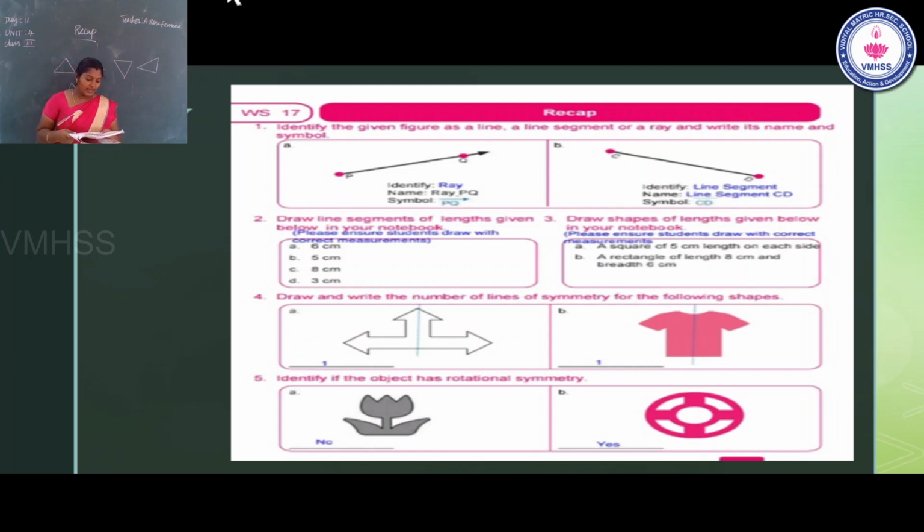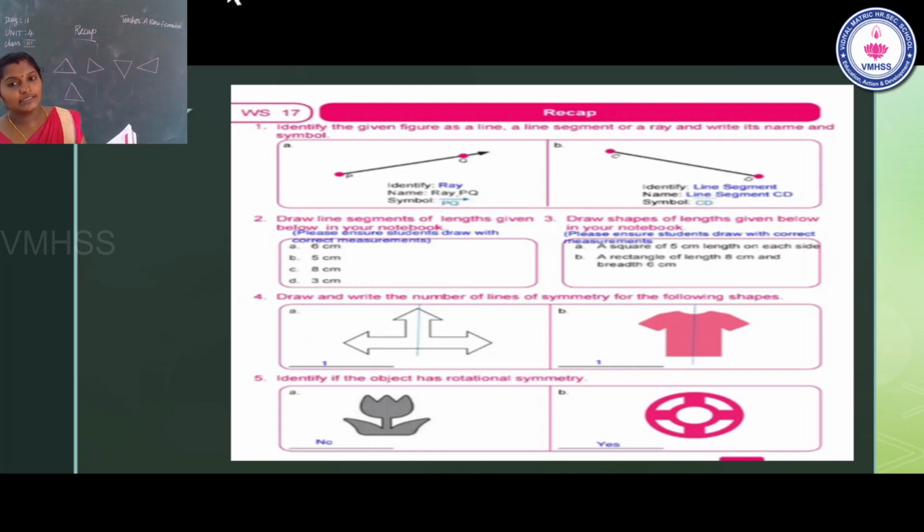Next one, identify if the object has rotational symmetry. First one, the picture of a lotus. This is not a rotational symmetry, so write no. The second picture is a circle or a drive. It is a rotational symmetry. This one is rotational symmetry.